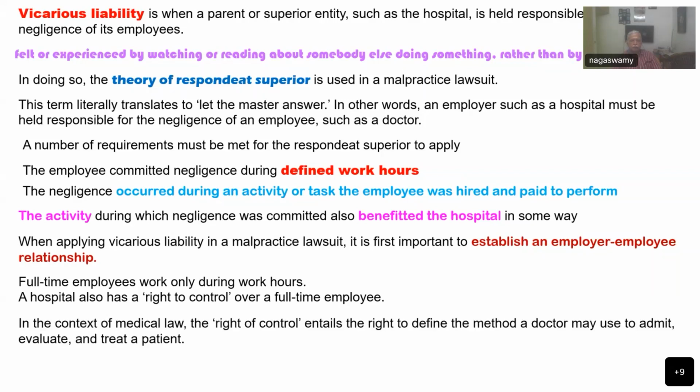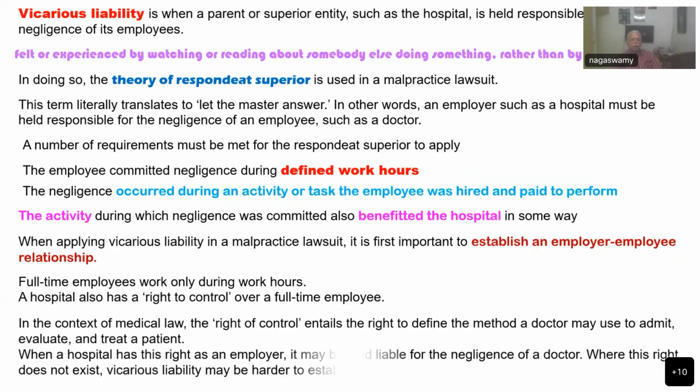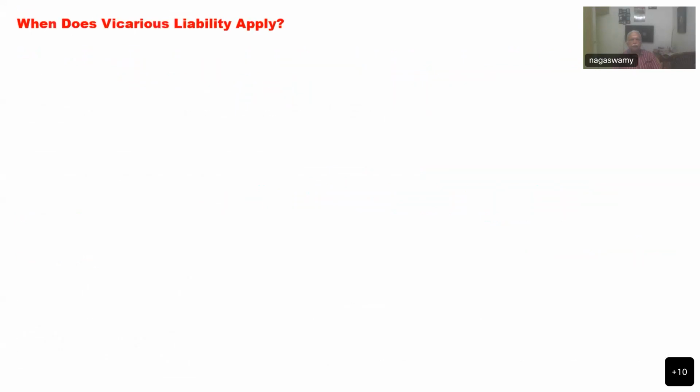In the context of medical law, right of control entails the right to define the method a doctor may use to admit, evaluate, and treat a patient also. And when a hospital has the right of control as an employer, it may be held liable for the negligence of a doctor. Where this right exists, vicarious liability may be ordered to be established. When does vicarious liability apply?